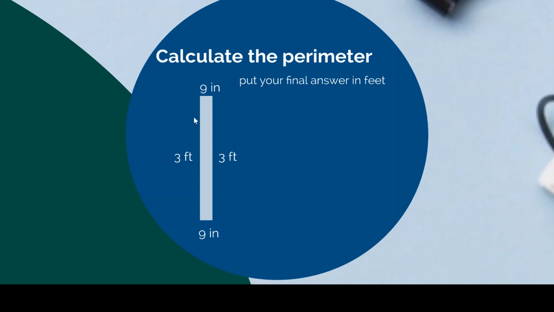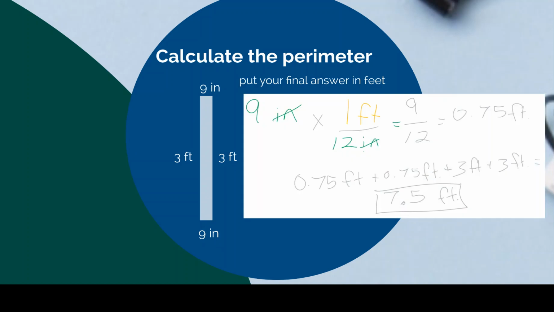So let me convert these 9 inches to feet, and then I can add all the feet together to get my final answer. So 9 inches times 1 foot over 12, because feet is where I'm going to, and 12 inches is where I'm coming from. And then I get 9 over 12. Put that into my calculator to divide, and I get 0.75 feet. You could also simplify this fraction and calculate as a fraction. I prefer decimals personally. So then I take the 0.75 feet, add it to 0.75 feet, add 3, and I get 7.5 feet.